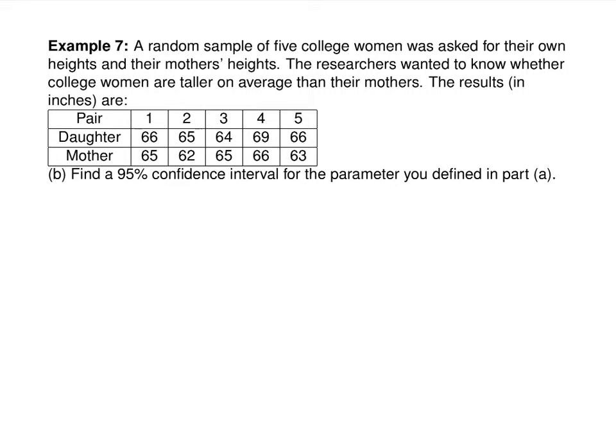Now, find the 95% confidence interval for the parameter you defined in part A. So the very first thing you need is D bar, which you don't actually have. So how are you going to find D bar?